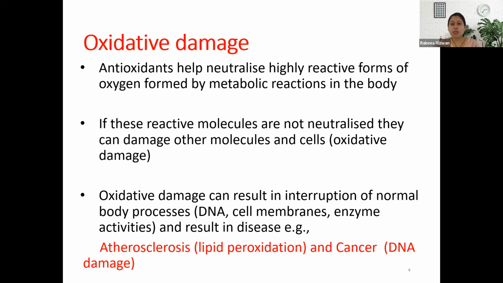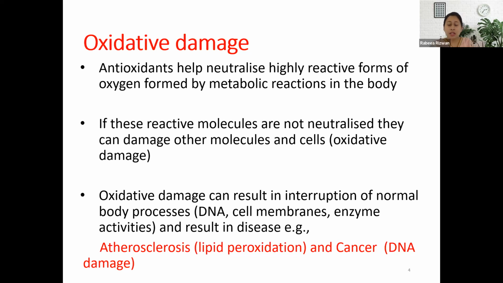So if these reactive molecules are not neutralized, then these reactive oxygen species, free radicals, cause more damage to our cells at the molecular level as well, and as a result it causes some diseases or abnormalities in our body. So oxidative damage can result from interruption at the molecular level. How? To the DNA, cell membranes, and enzymes of our body. The most common example that can lead to disease is atherosclerosis.